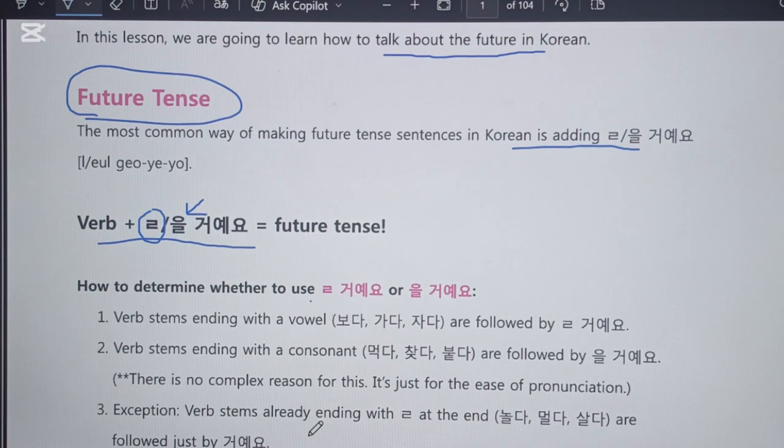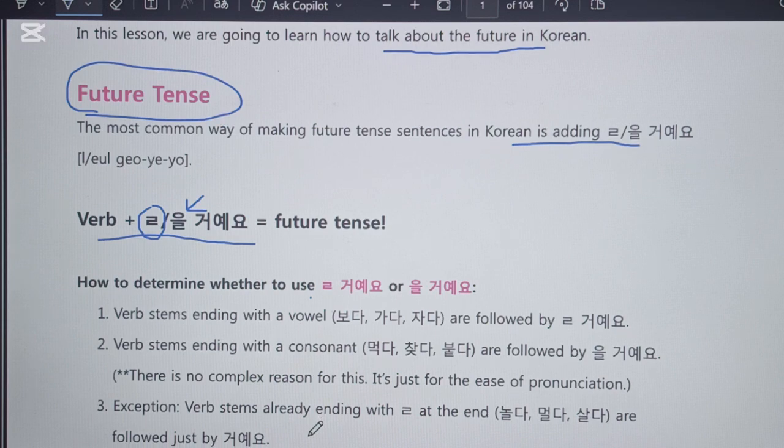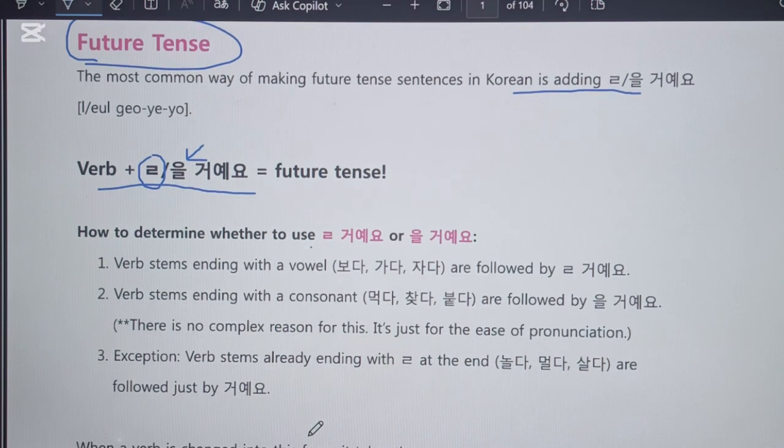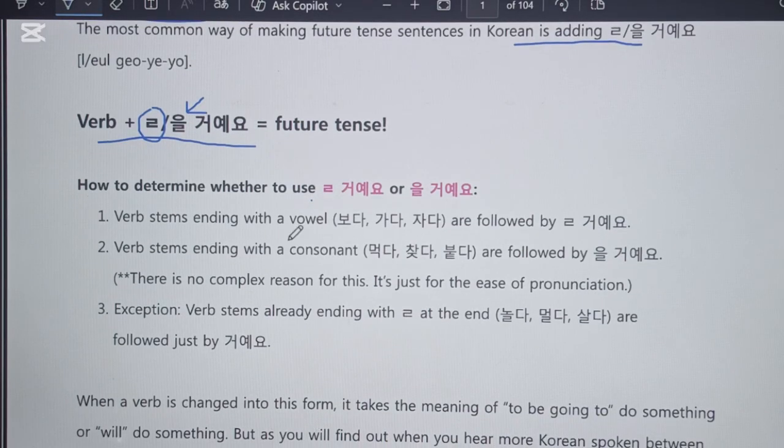So to determine whether to use ㄹ 거예요 or 을 거예요, we look at the verb stem. Is the verb stem ending in a vowel or a consonant? If the verb stem is ending in a vowel, just like these ones, 고다, 가다, and 자다, they are all ending in a vowel. So the verb stem is literally this, right? Without the verb ending, we realize that you're ending with 고, 가, and 자. So this is ending with an o, which is a vowel. This is ending with an a, which is a vowel. This is also ending with an a, which is also a vowel. So if they're ending with vowels, we just add ㄹ 거예요.